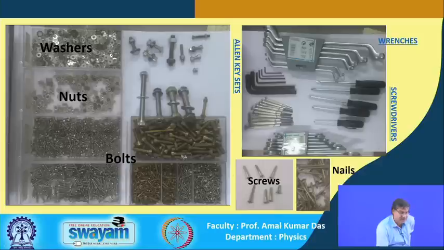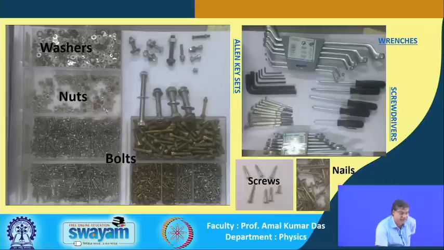You see the difference between the bolts and screws. Both of them are threaded, but the difference is that the edge of this one is sharp. So, it can penetrate if you put it in wood or some soft metal. That is why it is different from this bolt. In a bolt, this end is flat. Okay. So, this is the difference between screws and bolts.